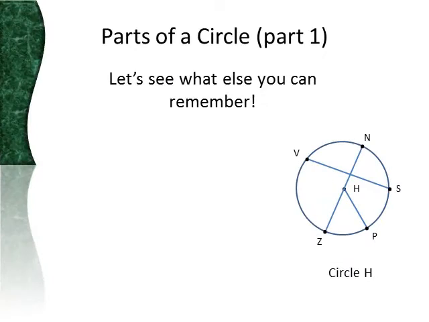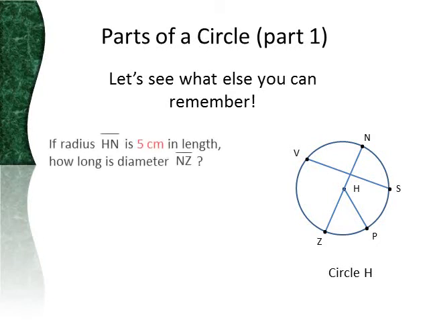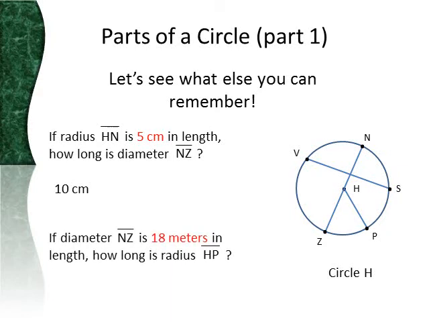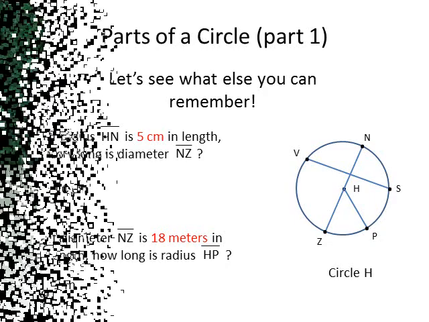Now let's see what else you can remember using the same illustration of circle H. If radius HN is 5 centimeters in length, how long is diameter NZ? Correct, 10 centimeters. If diameter NZ is 18 meters in length, how long is radius HP? You got it, 9 meters. Now that would be an incredibly large circle.